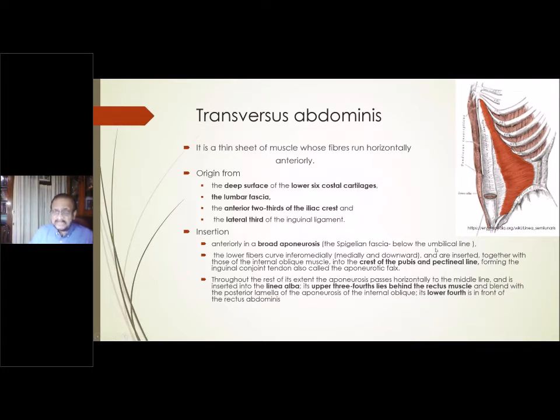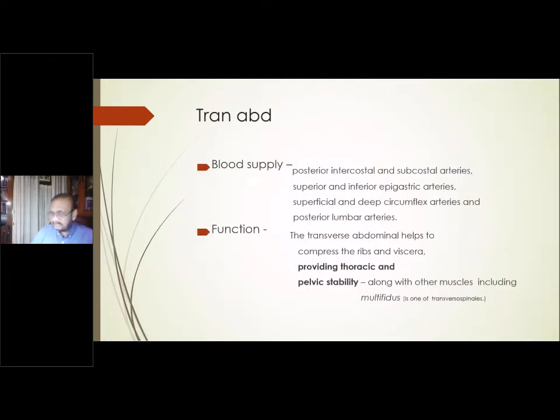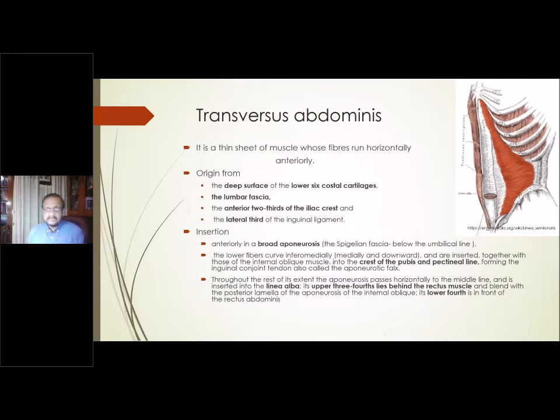The lower fibers curve along with the fibers of the internal oblique inferior-medially, and are inserted together with the internal oblique muscle into the crest of the pubic bone and the pectineal line, forming the inguinal conjoint tendon, also known as the aponeurotic part. Now, throughout the rest of the extent, the aponeurosis passes horizontally to the midline, and there it joins the posterior division of the internal oblique aponeurosis, right? It is slightly different above and below, as we will show when we talk about the rectus abdominis muscle.